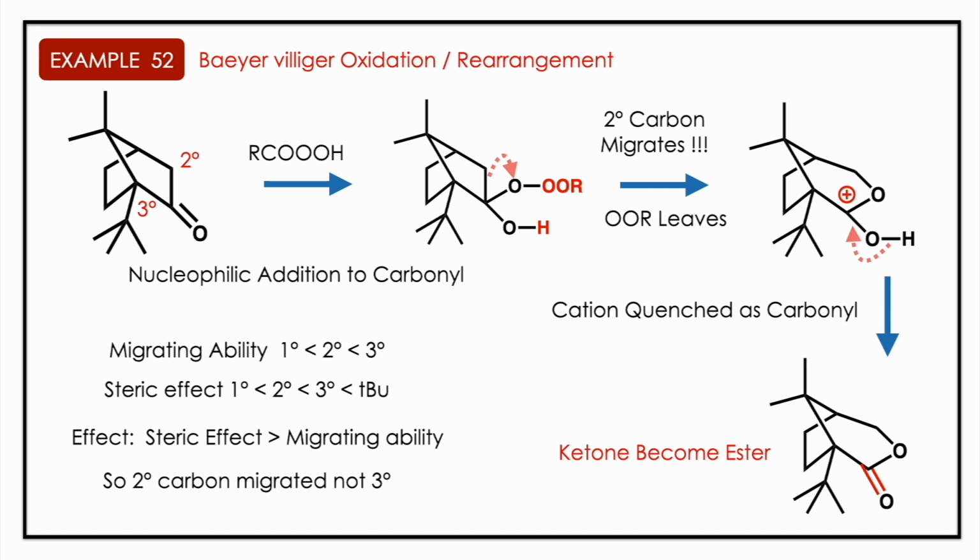The concept you have to learn here is that steric effect has the highest priority over migrating ability. If the migrating group is sterically hindered, it cannot migrate. Only the lowest priority group migrates.